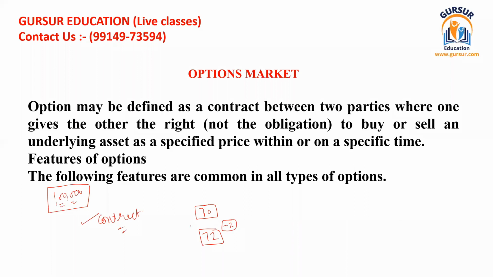Then what you do, you can just leave the contract. If you feel that you are losing money, you can just leave the contract. This is known as an option. This is why it is known as an option. An option gives you the right to leave if you feel that you are losing money.